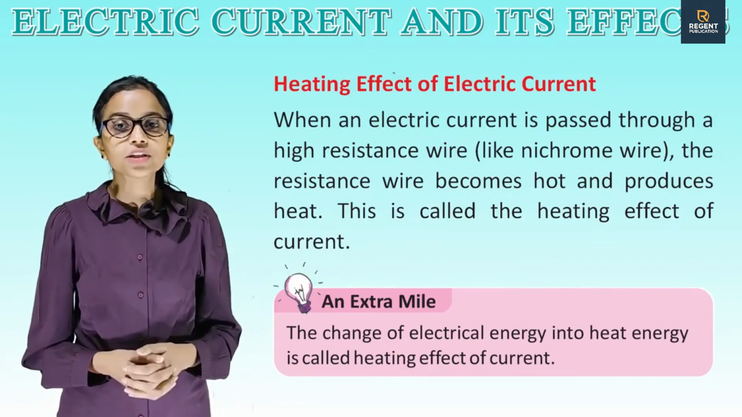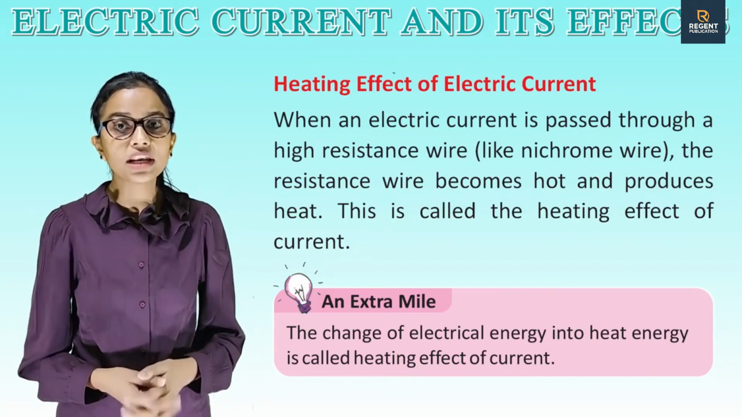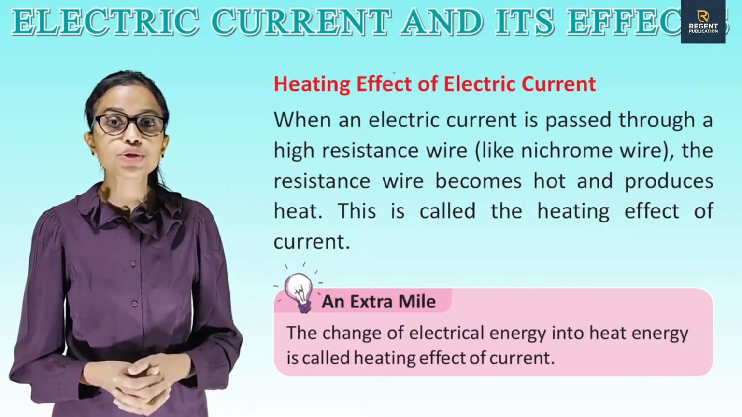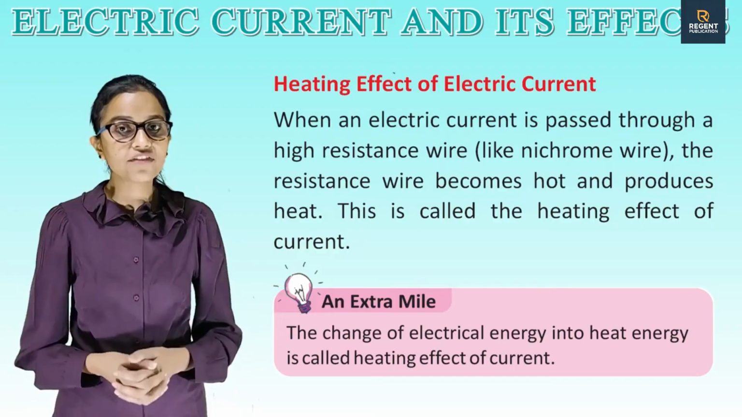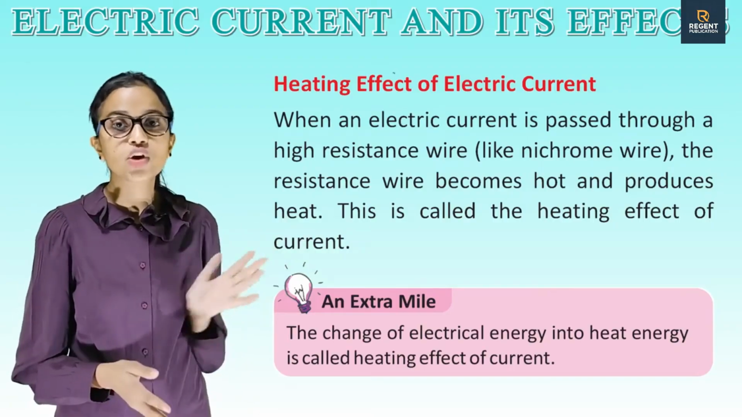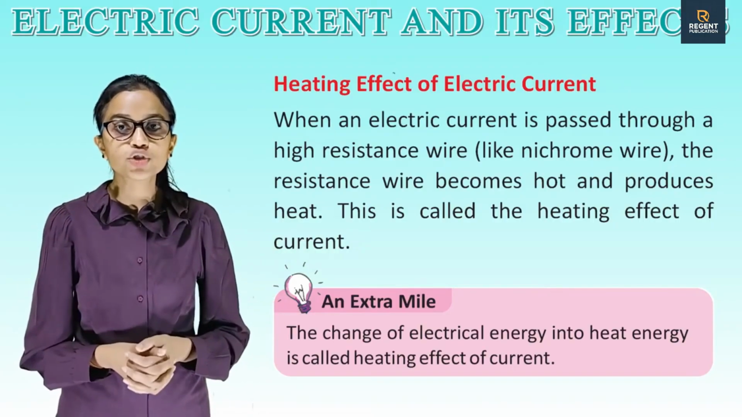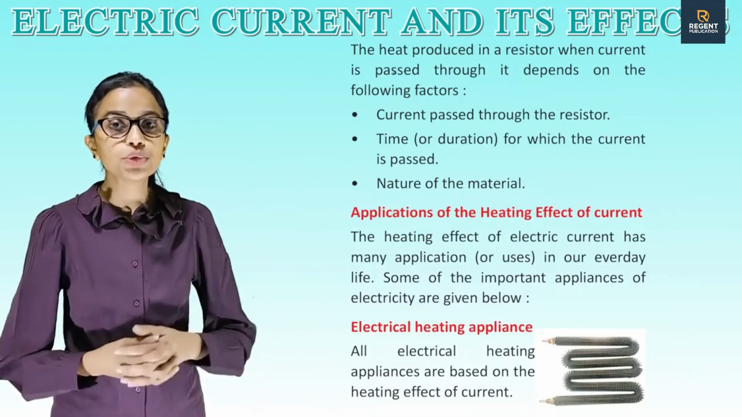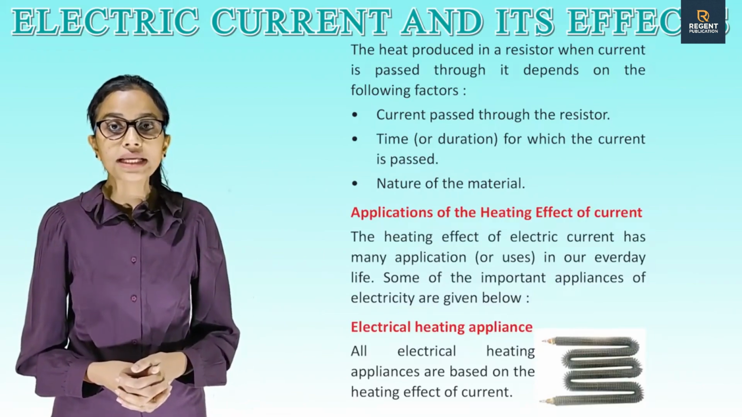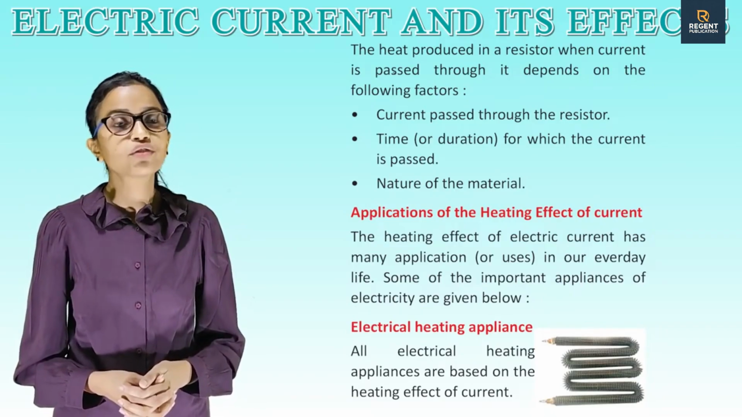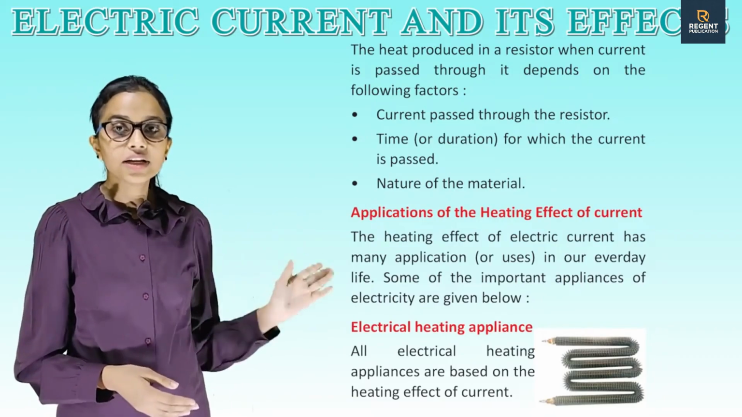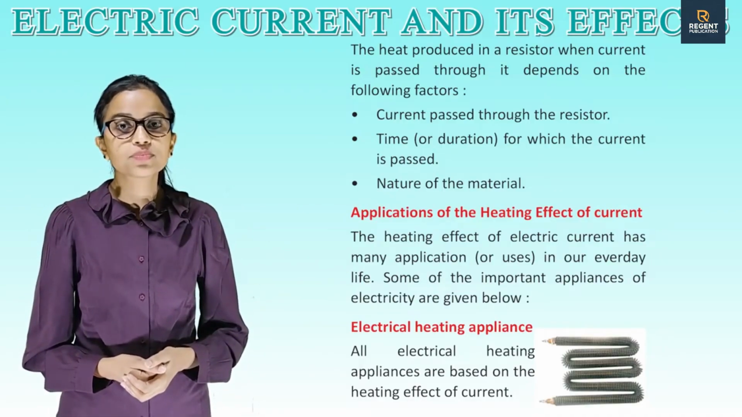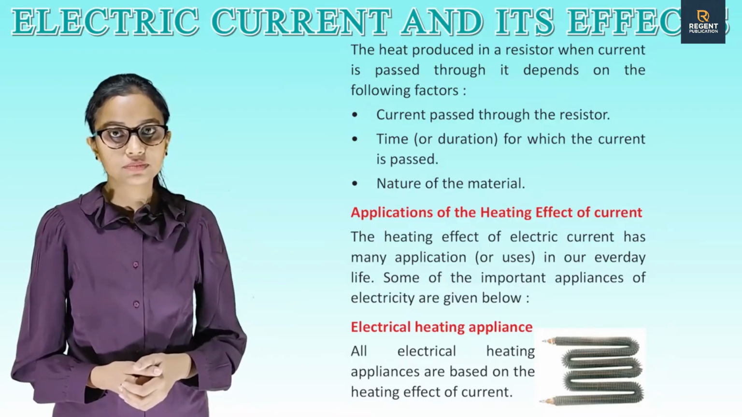Heating effect of electric current. When an electric current is passed through a high resistance wire like nichrome wire, the resistance wire becomes hot and produces heat. This is called the heating effect of current. An extra mile. The change of electrical energy into heat energy is called heating effect of current. The heat produced in a resistor when current is passed through it depends on the following factors: current passed through the resistor, time or duration for which the current is passed, nature of the material.